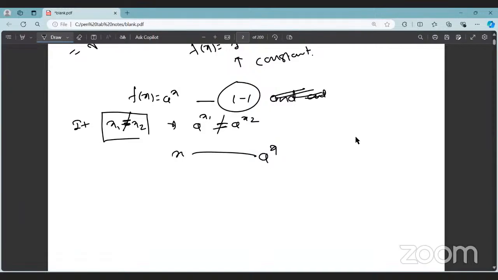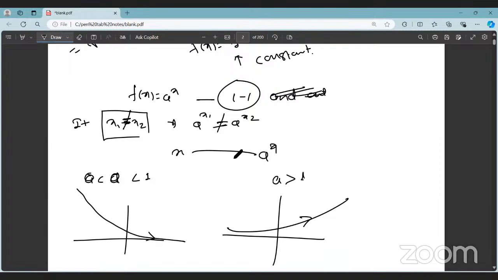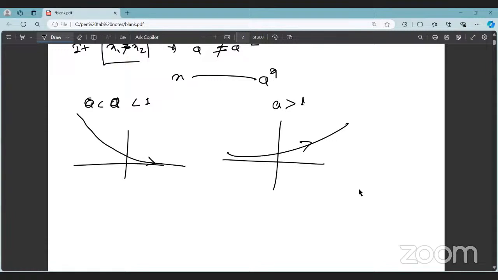And how does the graph of the exponential function look? If you remember, we divide our graph into two cases, when a is between 0 and 1 and when a is strictly greater than 1. In the first case, the graph looks like this decreasing type of curve. And when a is strictly greater than 1, we get this kind of graph, right? So by looking at the graph only, we can say that it's a 1-1 function because it satisfies the horizontal line test, right? Horizontal line.